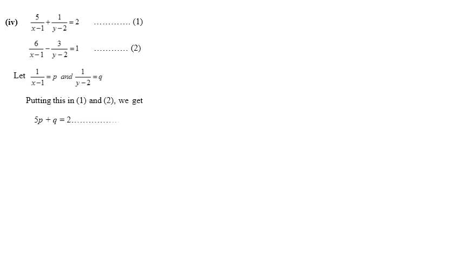As before, just substitute into the original equations. That is 5 into 1 by x minus 1, that is 5p, plus here 1 by y minus 2 totally changed to q is equal to 2. Label it as equation number 3, and the second equation will change to 6p minus 3q is equal to 1. Label it as equation number 4.